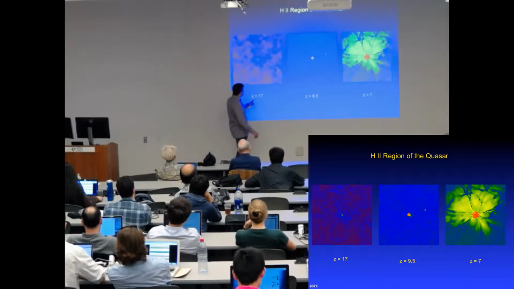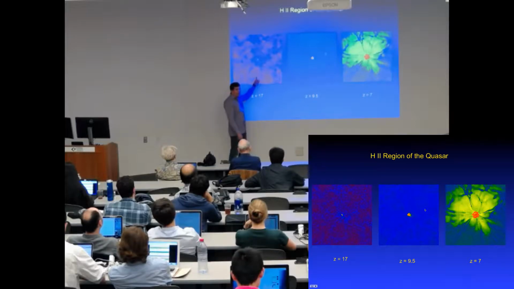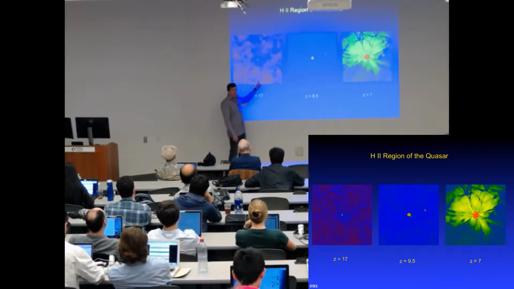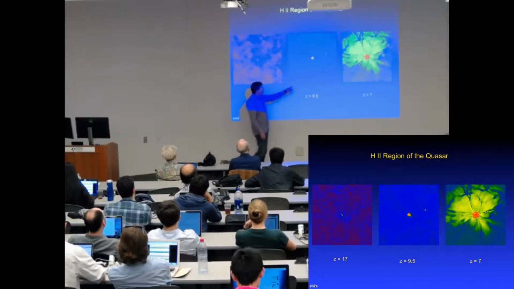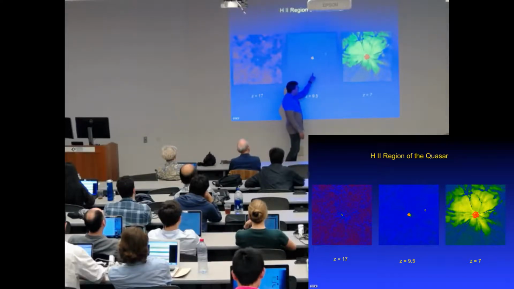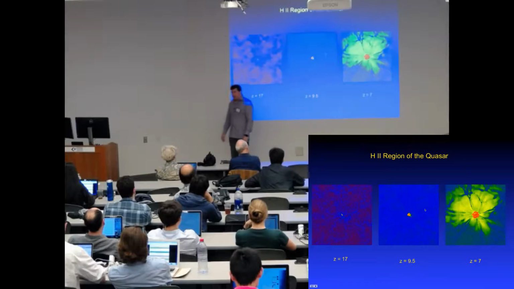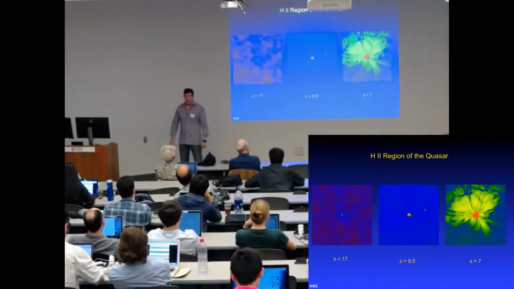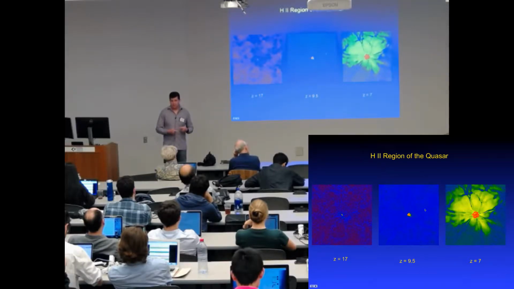What I'm showing here is the progression in size of the H2 region of the quasar. We turn on the black hole at redshift 19. At redshift 17, the H2 region is still tiny. Still pretty small at redshift 9.5. But by redshift 7, it grows to 2 megaparsecs in radius. What you're seeing there is simply the consequence of exponential growth of the black hole under this constant heavy feeding of gas by accretion flows.